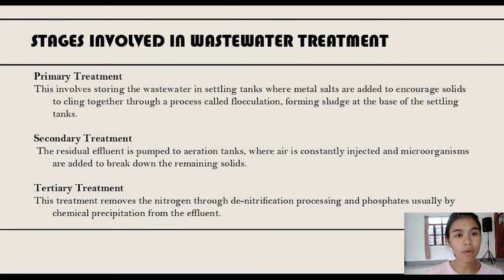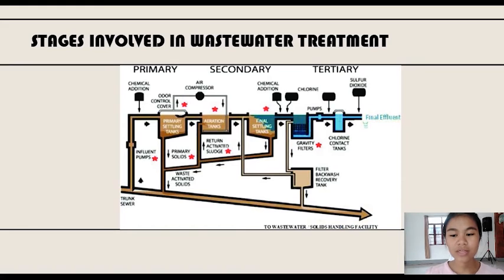Dun naman sa secondary treatment, this residual effluent is pumped to the aeration tanks where air is constantly injected and microorganisms are added to break down the remaining pollutants. So, in the tertiary treatment, this treatment removes the nitrogen by denitrification processing, and phosphates, usually by chemical precipitation from the effluent. Dito sa picture na to, mas makikita natin yung stages ng wastewater treatment.